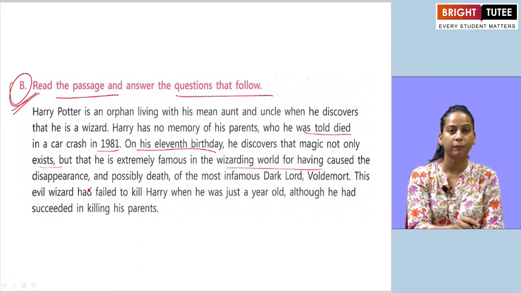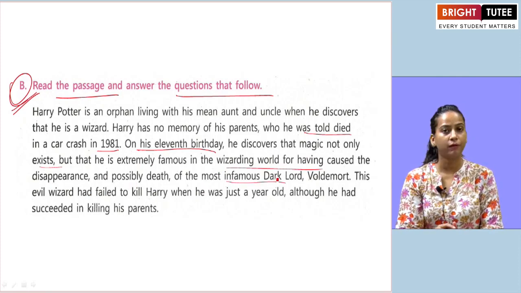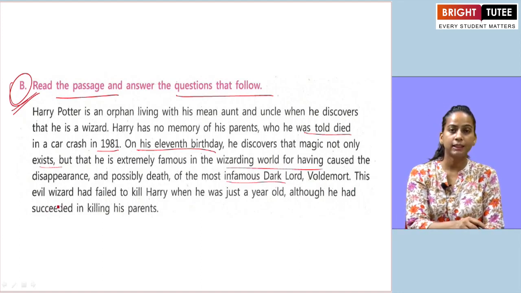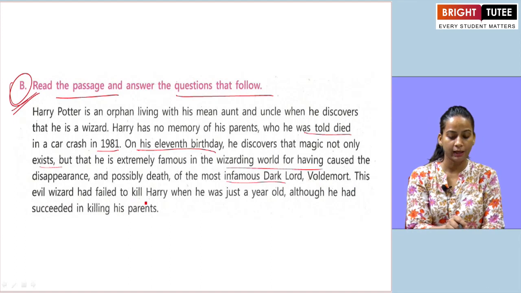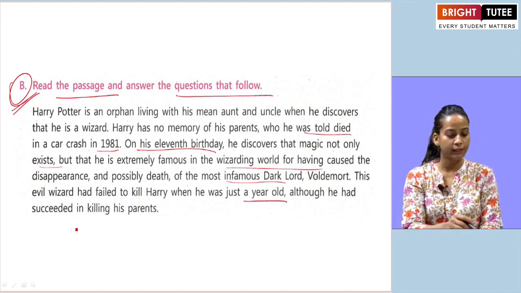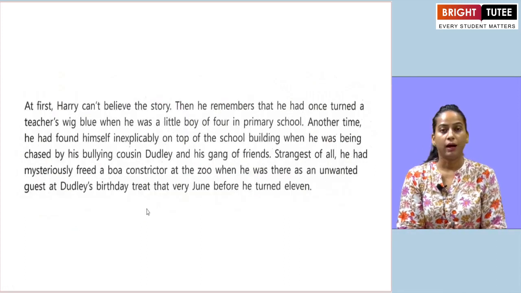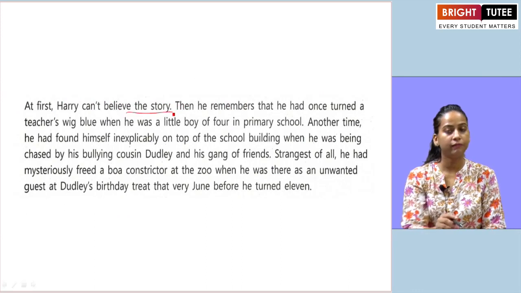He discovers that magic not only exists, but that he is extremely famous in the wizarding world for having caused the disappearance and possibly death of the most infamous Dark Lord Voldemort. This evil wizard had failed to kill Harry when he was just a year old, although he had succeeded in killing his parents. At first, Harry can't believe the story.